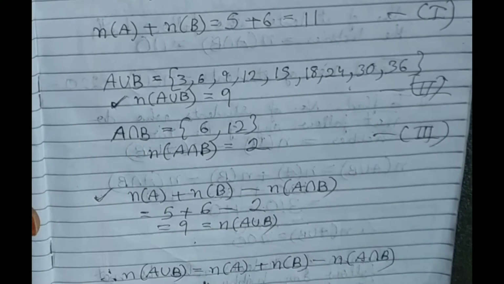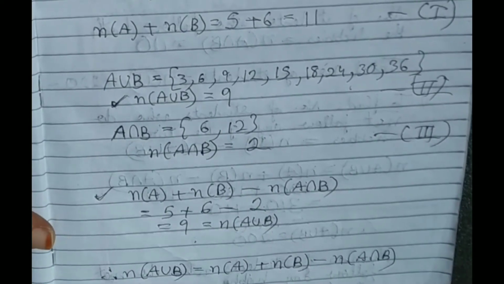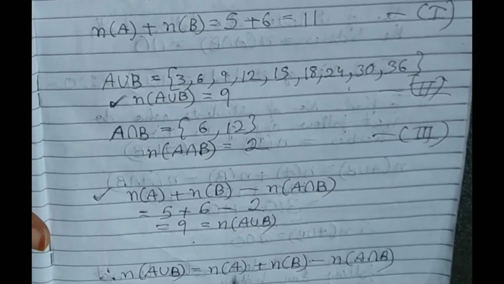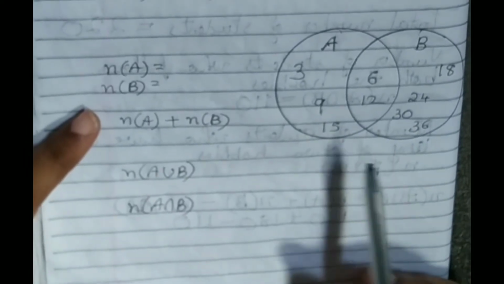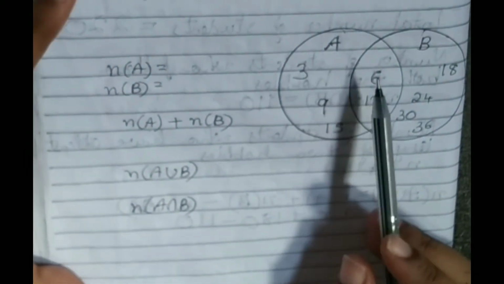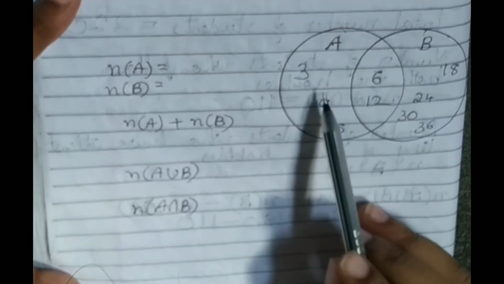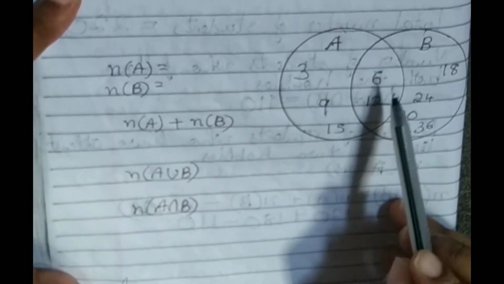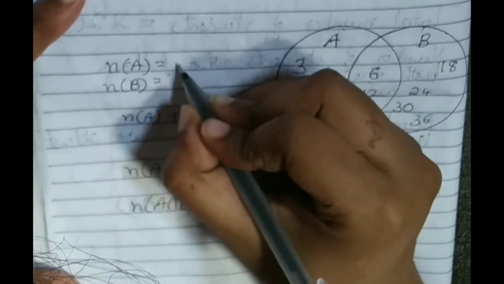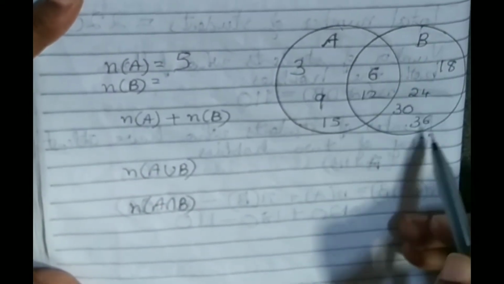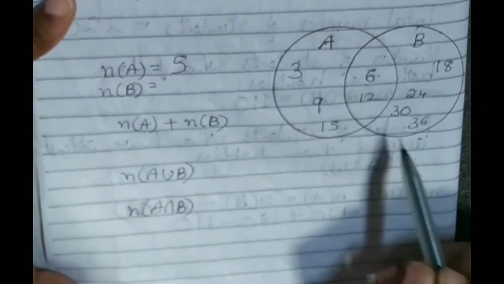Now next we will see the same formula. We can also get it from a Venn diagram. We will see it next. This is the same example which we saw just now. See, the number of elements. How many elements are there in A? 1, 2, 3, 4, 5. 5 elements are there. The number of elements in B, how many are there? 1, 2, 3, 4, 5, 6. 6 elements are there.